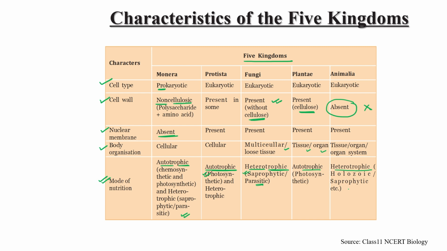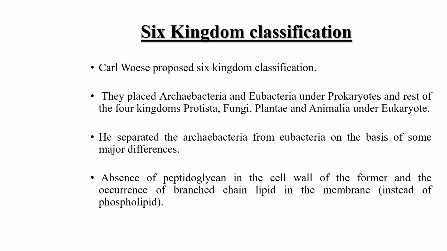So this is the next type of character, mode of nutrition, on the basis of which this classification was done previously by the scientists. Okay. Now, next, yes, 6 kingdom classification. After 5 kingdom classification, Carl Woese proposed 6 kingdom classification. According to him, Archaebacteria and Eubacteria are placed under prokaryotes, and the rest 4 kingdoms, like Protista, fungus, Plantae, Animalia, under eukaryotes.